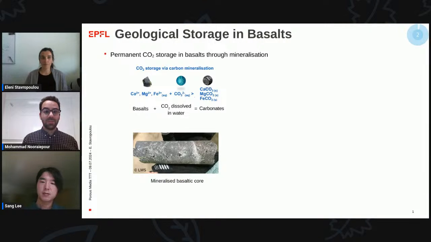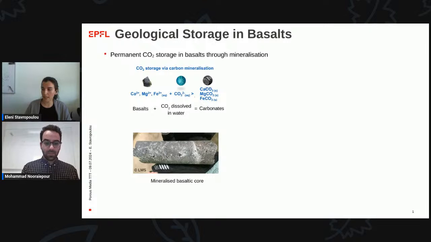Okay, so CO2 can be stored permanently in basalts through mineralization. What is happening is that as we inject CO2 dissolved into water, this reacts with some favorable minerals of the material to form stable carbonates that look, I don't know if you can see my cursor, like these white lenses. Yeah, you can see them. These lenses here in this basaltic core that I'm holding.